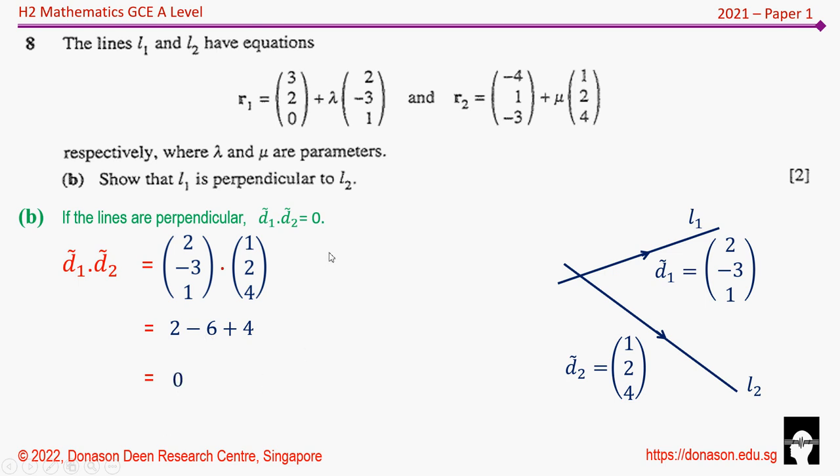And therefore the two lines are perpendicular to each other, and we have shown it by showing that the dot products of the two direction vectors is equal to 0, and that should give us another 2 marks.